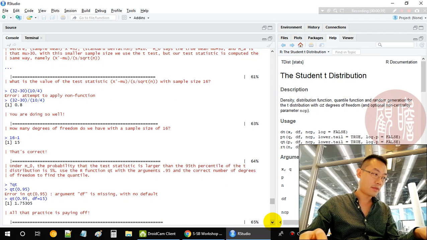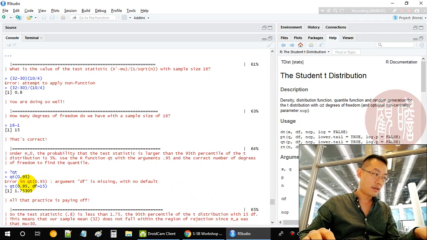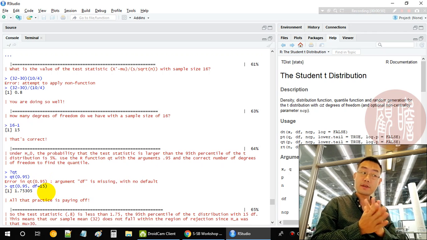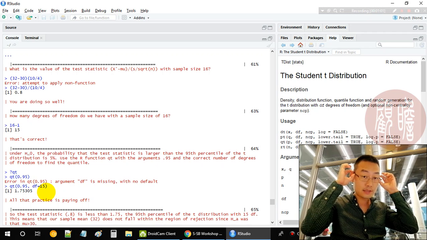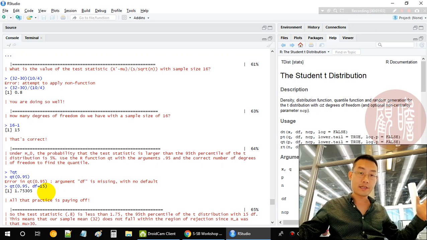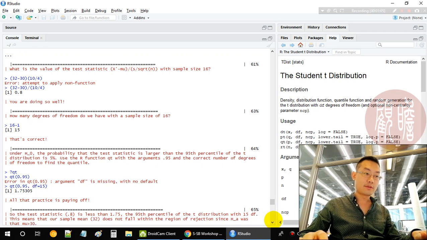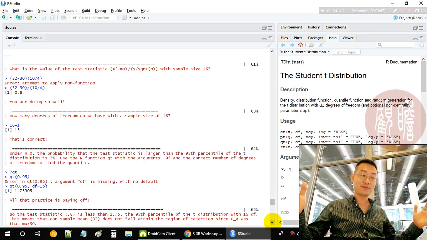Okay. qt of 0.95 given degrees of freedom 15, we get 1.75, which, if you recall, is greater than 1.645, the normal distribution value when the normal distribution has 95% confidence, right? So it's wider, which means a wider confidence interval, which means it's more conservative.